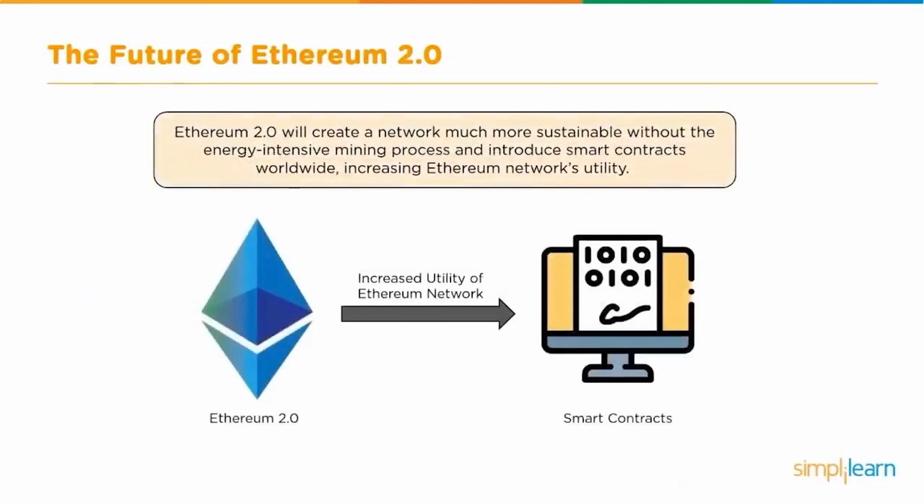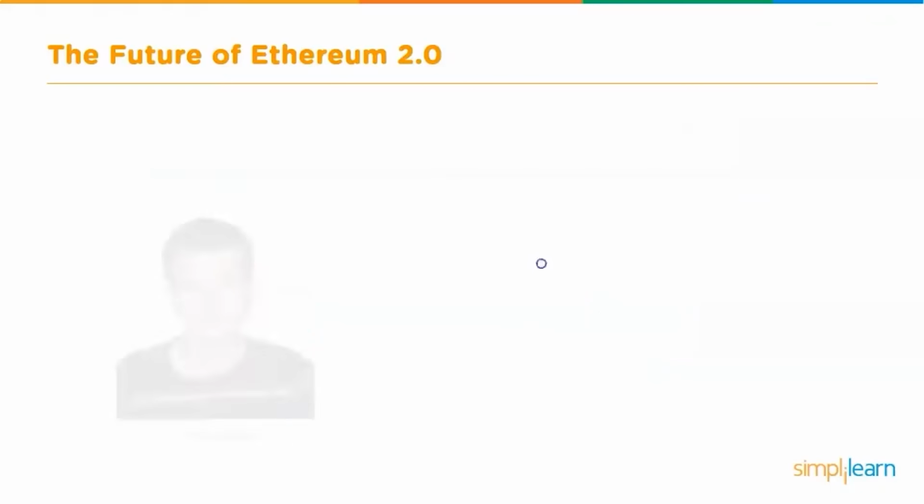If executed properly, this transition to Ethereum 2.0 could be a total game changer. It will create a modified network that could potentially process 1 lakh transactions per second, and a much more sustainable network without the energy-intensive mining process. And it will introduce smart contracts worldwide, increasing the Ethereum network's utility.